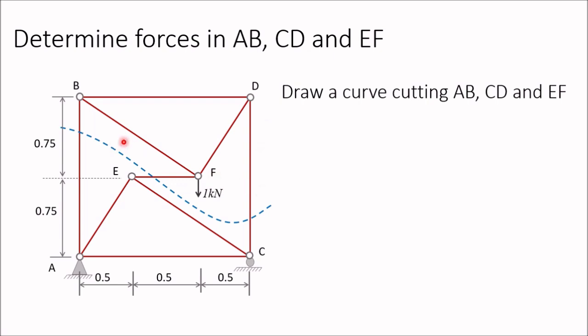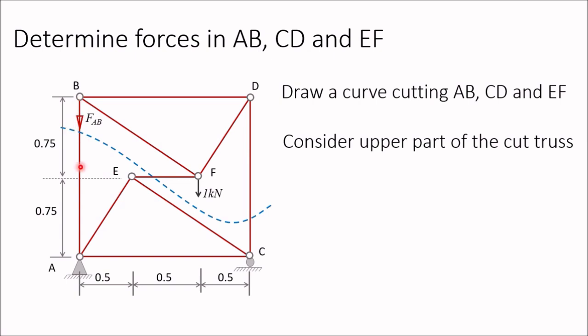After cutting the truss, we should take any one part of the section. So in this case, we will take upper part of the section so that we should not require to determine reactions at these 2 points, that is at A and C. Now when we consider upper part of the section, we should show forces in the members which are cut. So first you can see that this member is cut, AB. So I am showing this force in this member FAB.